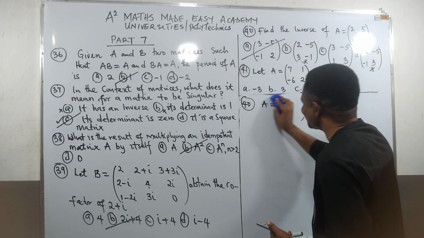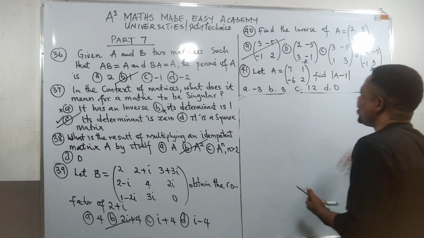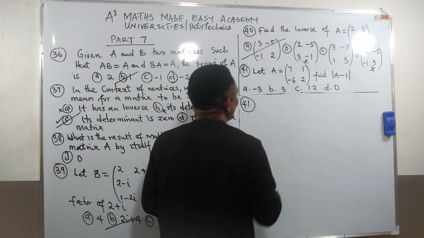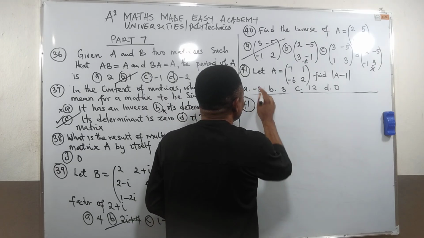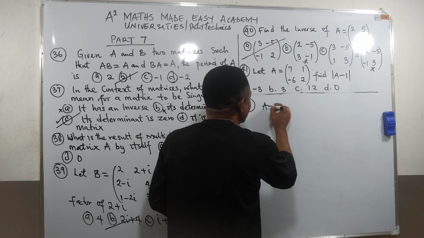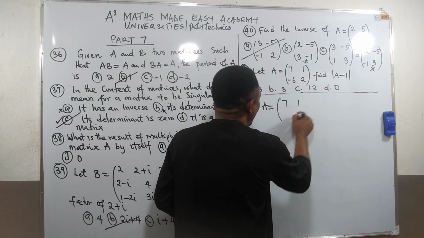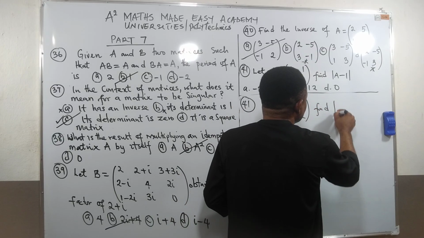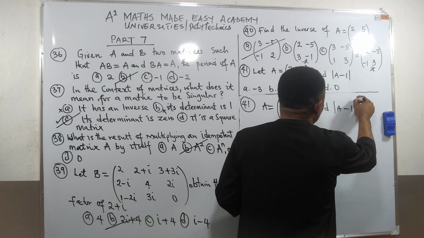Method. The last question, which is question number 41. Now the question is that matrix A is already given, with values 7, 1, minus 6, and 2. The question says find the determinant of A minus 1.